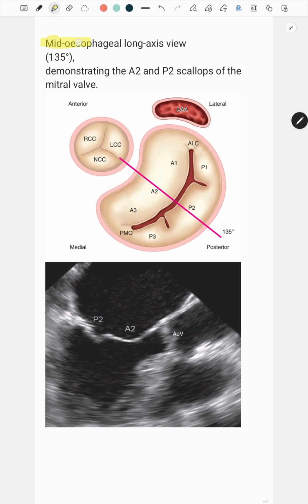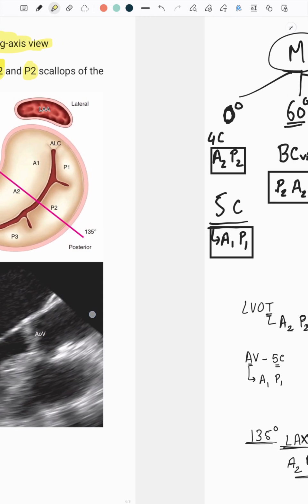This is one more mid-esophageal view, the long axis view at 135 degrees, wherein we can see the A2 and P2 segments of the mitral leaflet, which is also seen in the LVOT region, as in the 4-chamber mid-esophageal views.